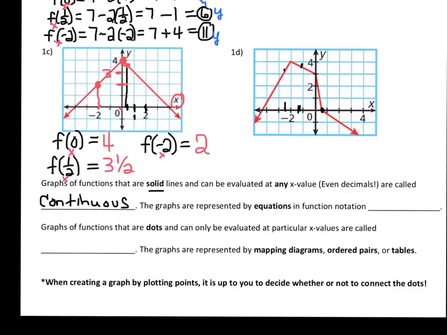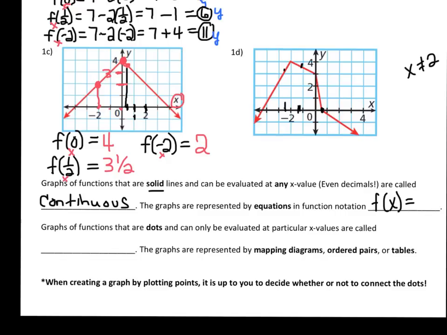Graphs that are continuous are represented by equations in function notation. So if you see f of x equals, or y equals, you're going to have a continuous graph, unless they state otherwise. They might exclude some values, like they'll say x does not equal 2 or something like that, and then you'd make a hole in the graph there, but we don't need to worry about that for today.